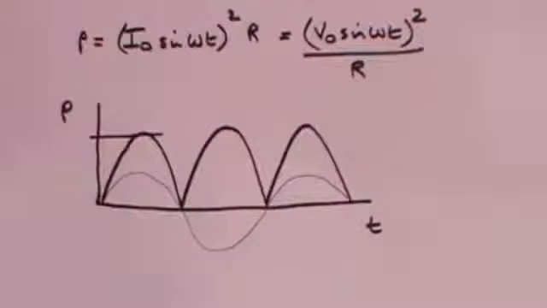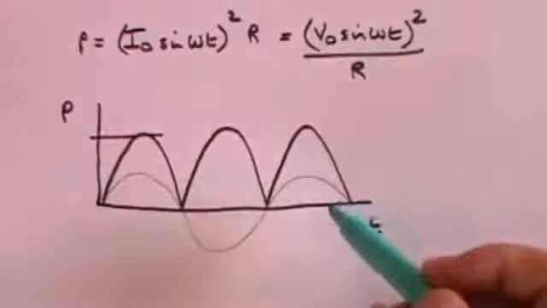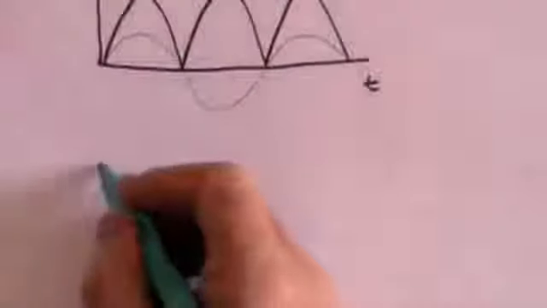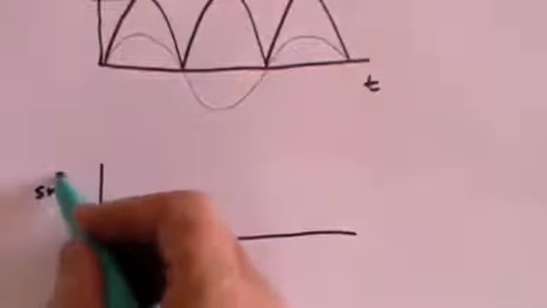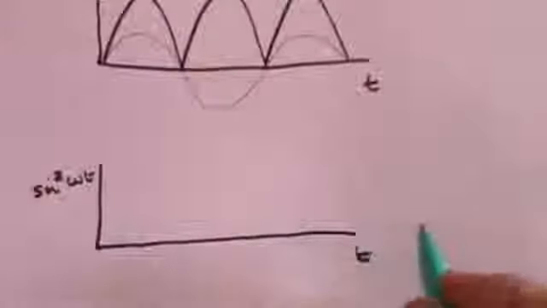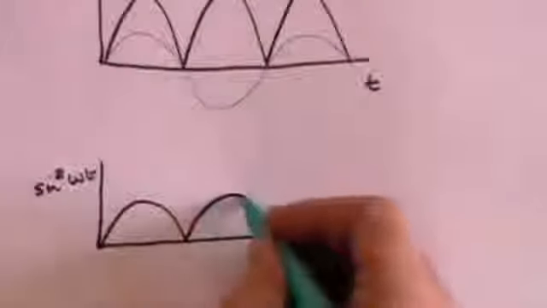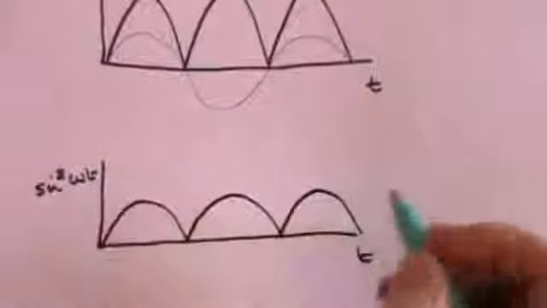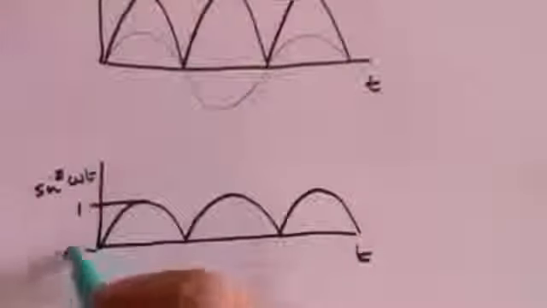But we want to know, what is the average power? The power is constantly changing. But what's the average power you're getting out of here? Well, for that we need to know what the average of a sine squared term is. So let's just take sine squared omega t against t. And that's going to produce something that looks like that, where the maximum, of course, is 1, because the maximum of sine omega t is 1, so the maximum of sine squared omega t is 1, and the minimum is going to be 0.